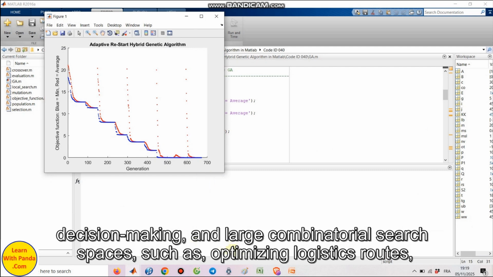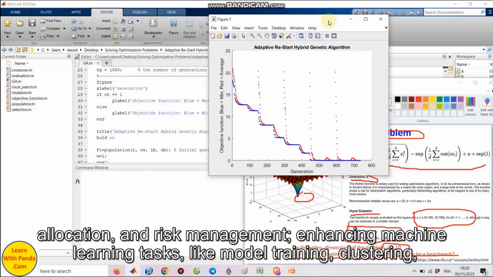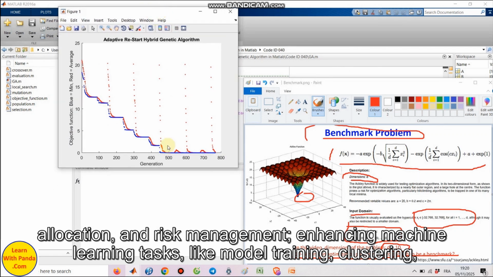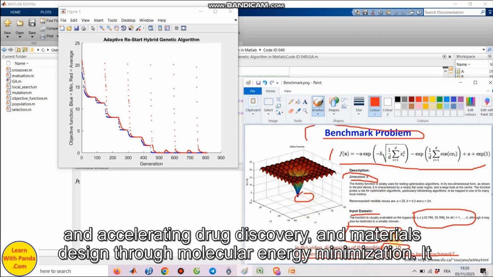as optimizing logistics routes, supply chain operations, and manufacturing schedules, improving financial portfolio allocation and risk management, enhancing machine learning tasks like model training, clustering, and feature selection, optimizing energy systems for grid management and resource distribution, and accelerating drug discovery and materials design through molecular energy minimization.